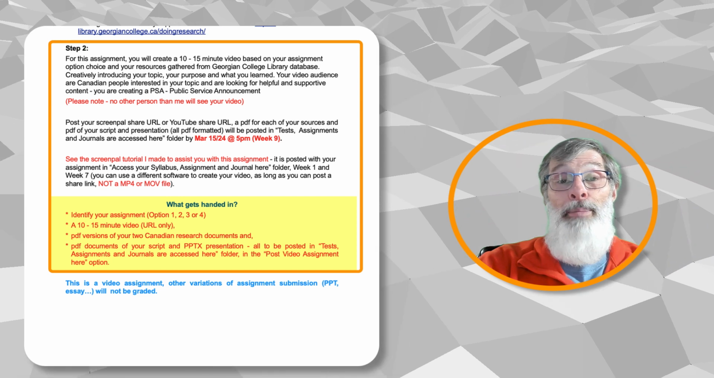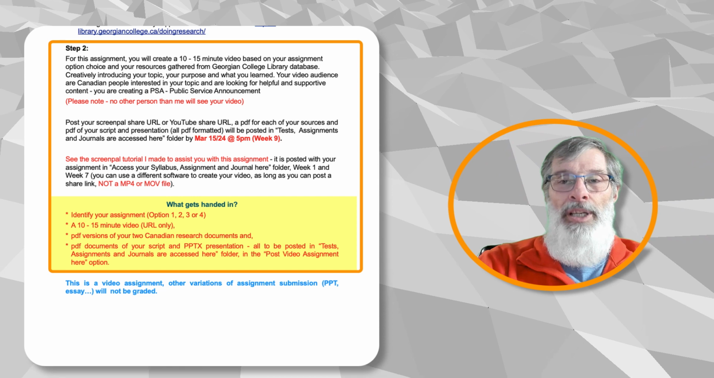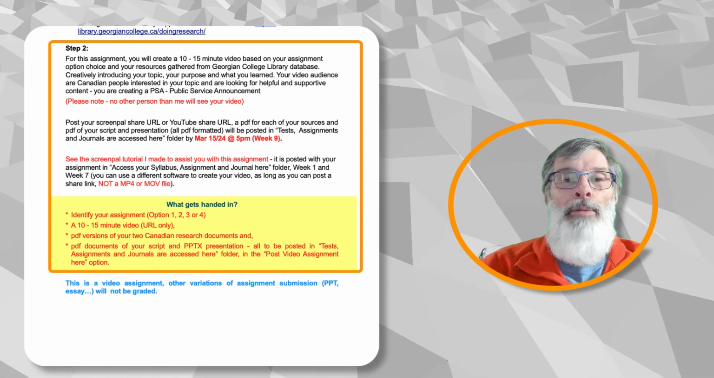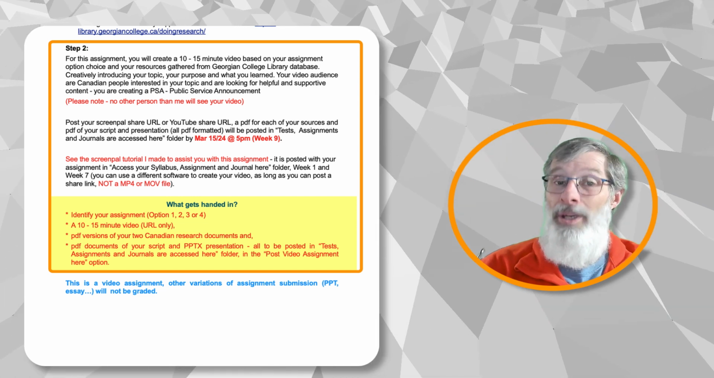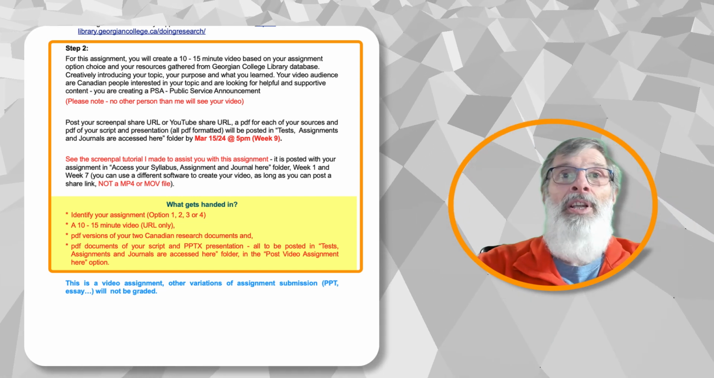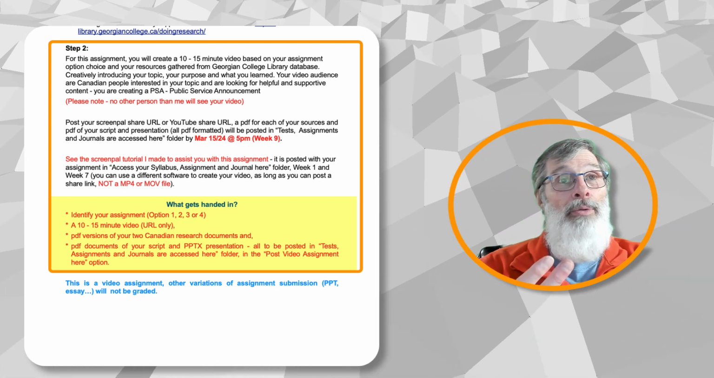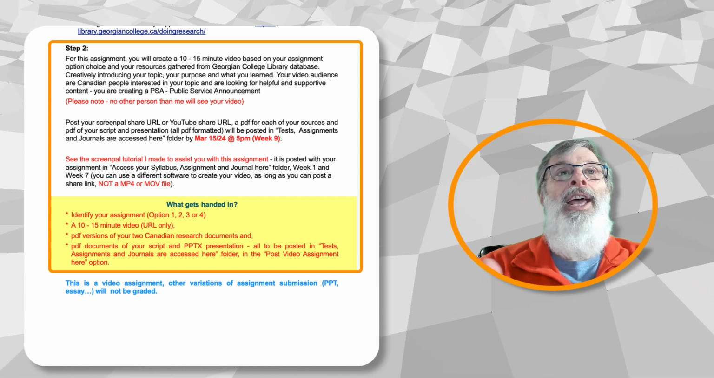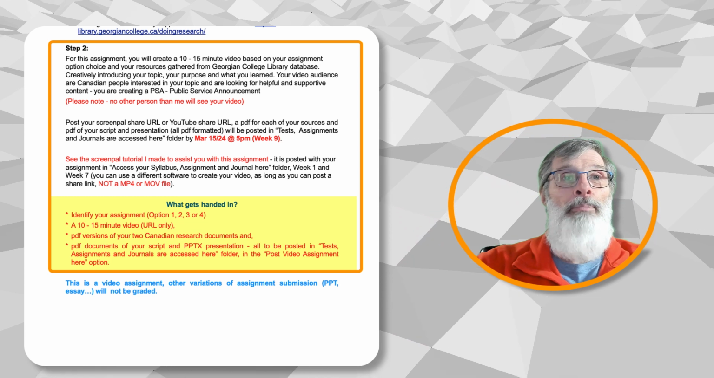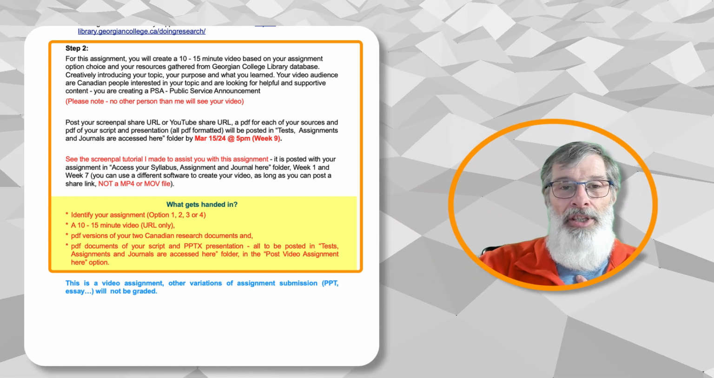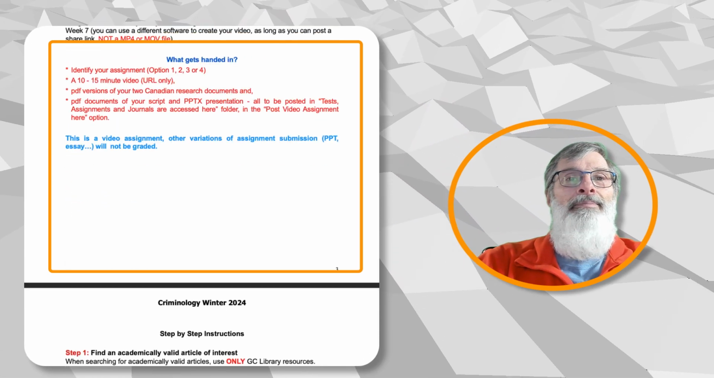So I need the script as a PDF, and the presentation software. Now in my case, I'm making a screencast just using a document, but you're going to be doing a screencast using presentation software like PowerPoint or Keynote or Prezi. So a PDF of your presentation, a PDF of your script, a PDF of your two sources, and a URL only for your video. All right, now be aware, I am the only one that will see your video. Okay? Okay, let's carry on.